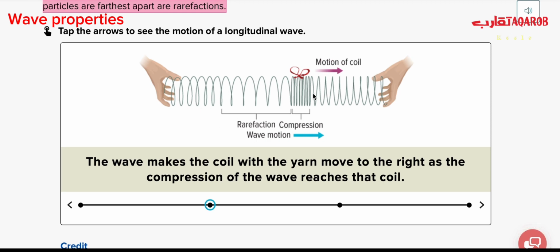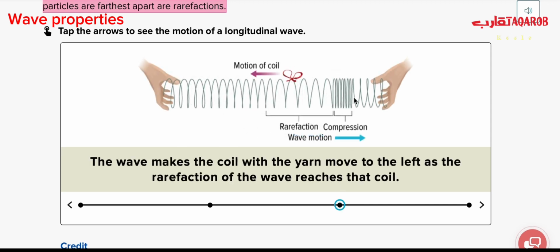This is the direction of the movement and the motion of the coil. As you see, it was here and now it's here. Okay, so again, now it's here. The wave makes the coil with the yarn move to the left as the rarefaction of the wave reaches the coil. Okay, so this is how it is moving also.